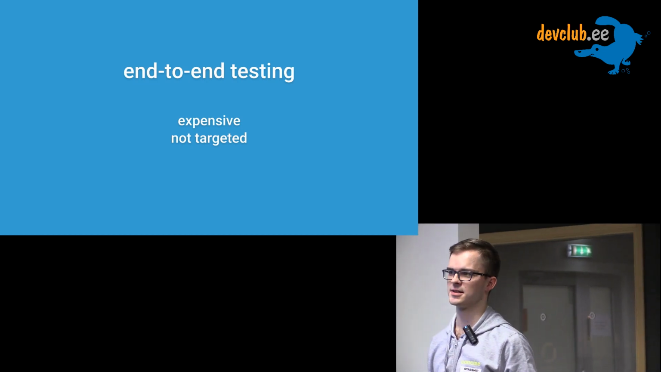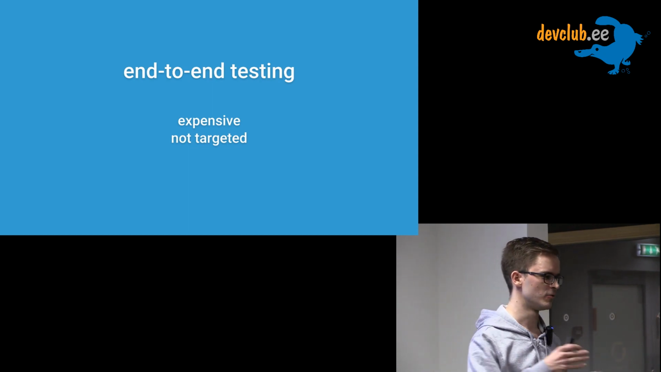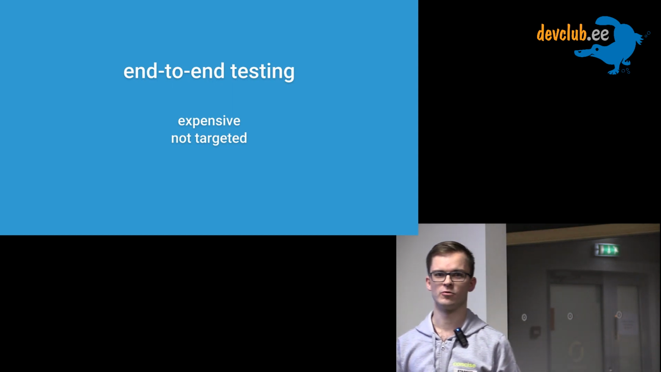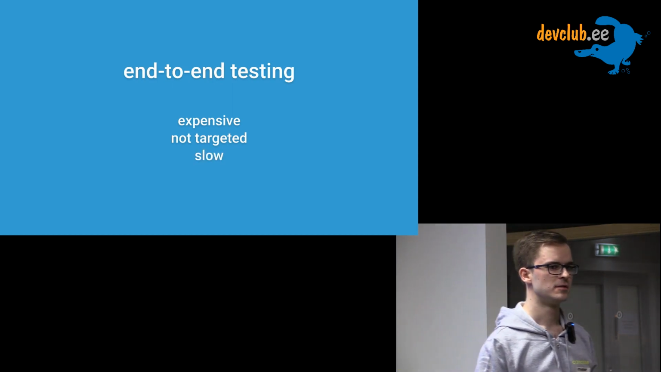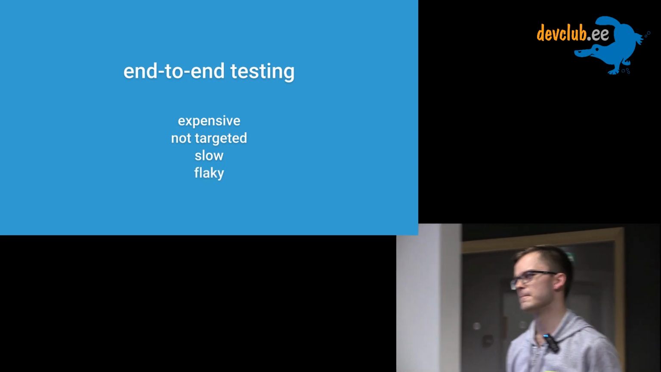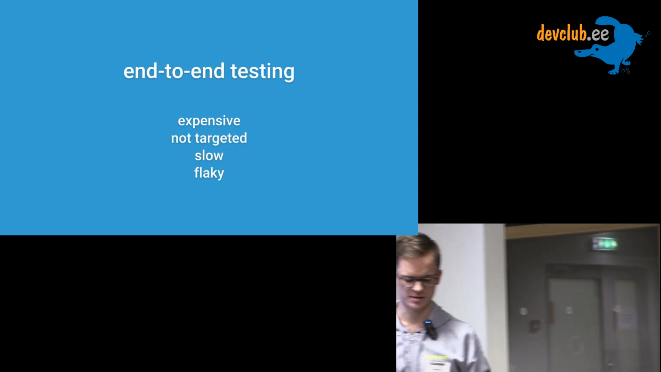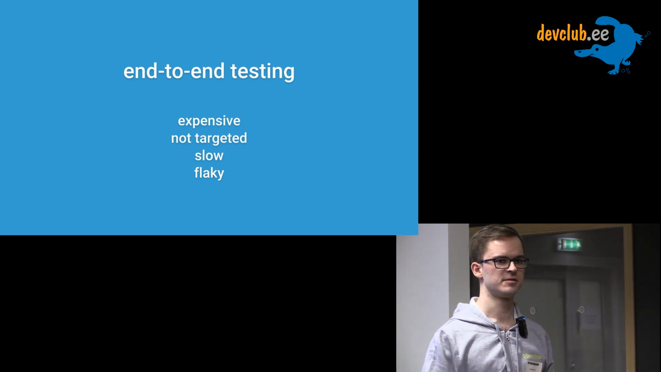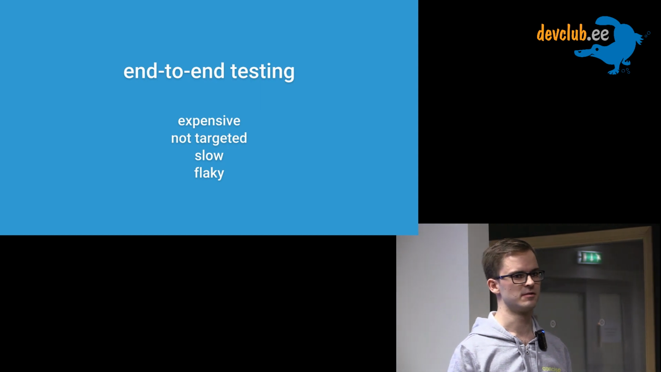Definitely not targeted, in a sense that if you see that something fails, you will have to dig into where exactly the failure was. You only know that this functionality might not be working. Probably the slowest to run, and also flaky. And by flaky, I mean, setting up all of this, you could run into situations where one test passes, and the next moment it will not pass, and you don't know what the issue is.